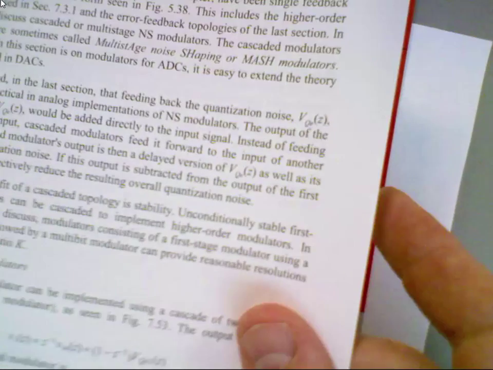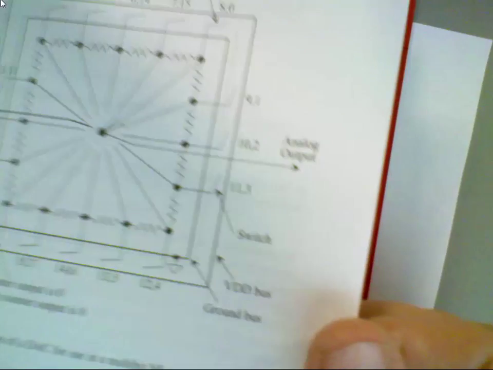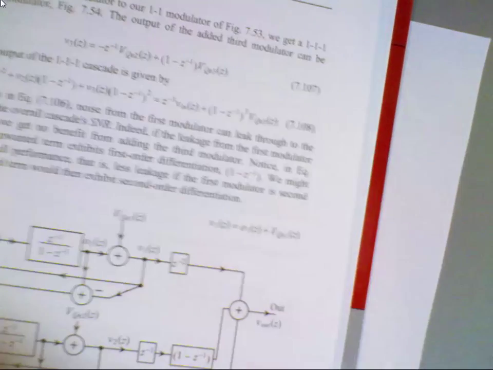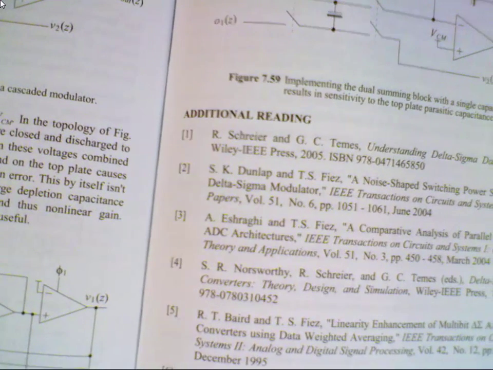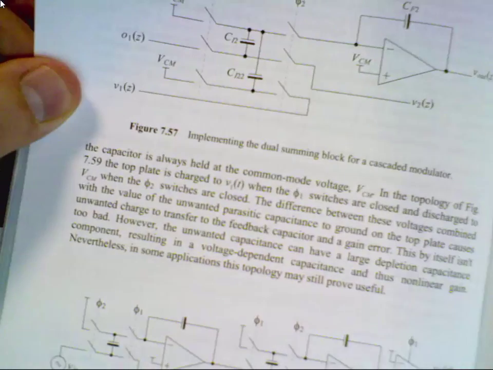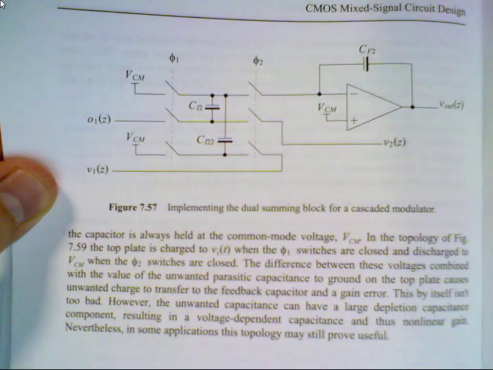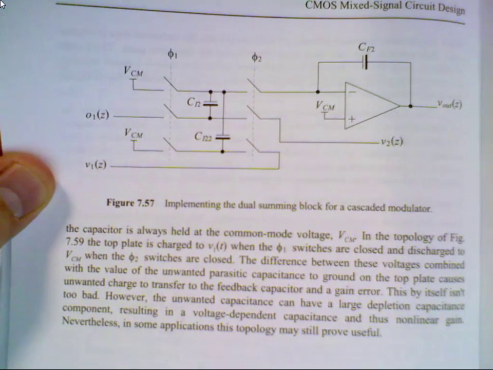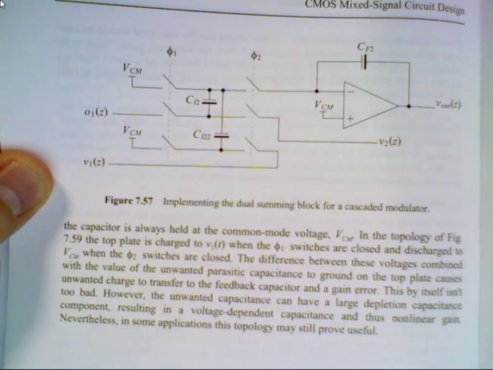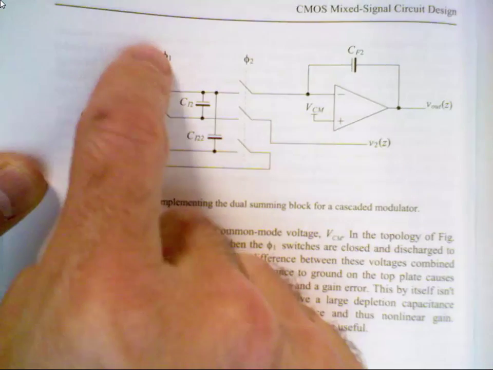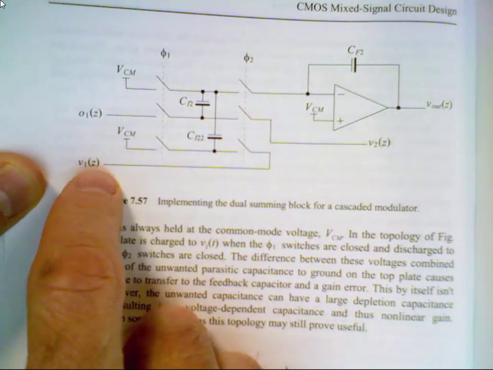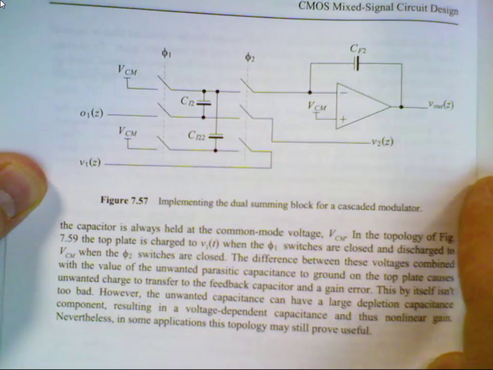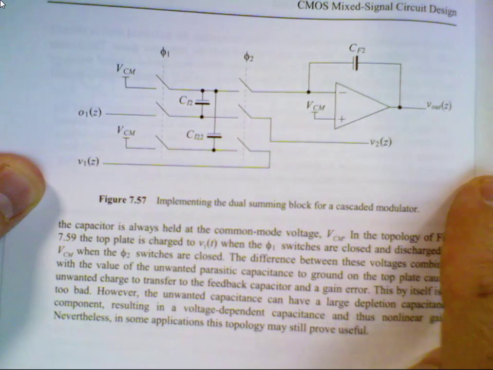Let's see, where is it? Where did that bugger go? Here. But again, if you cascade these, the Phi1 switches in the next stage keep the signal from going all the way from the input past it. So there's no way to do a cascade of non-delaying integrators.